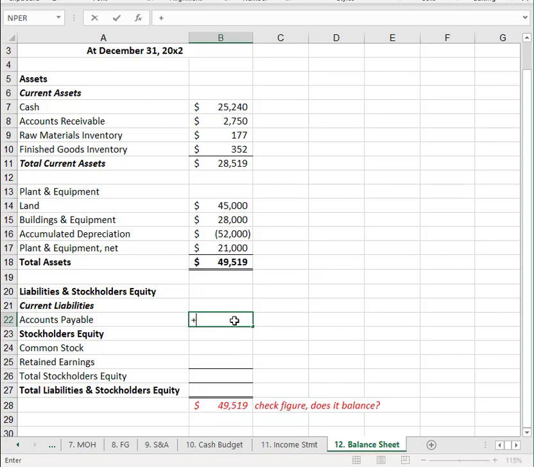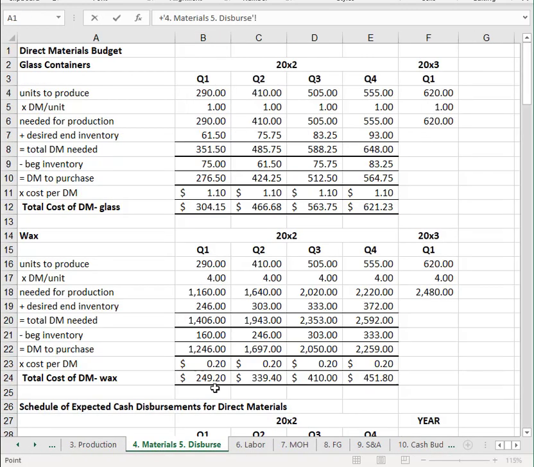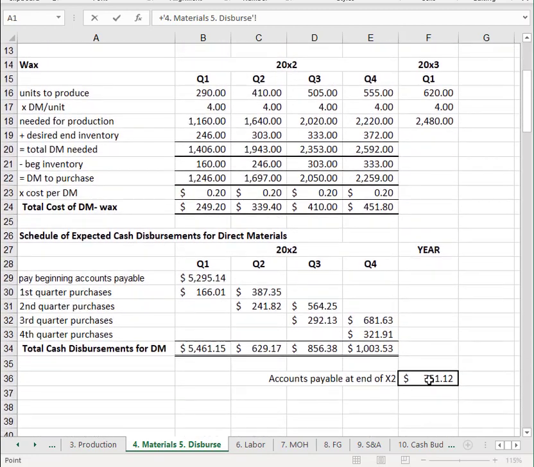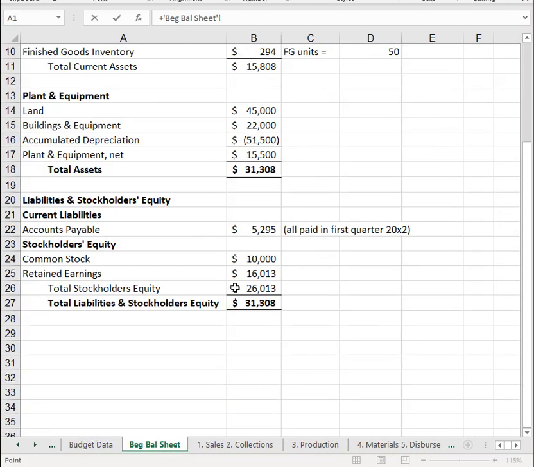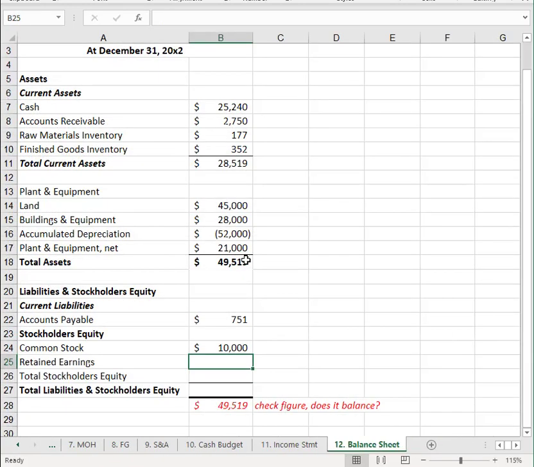So accounts payable, we calculated that when we did materials because that's what we buy on credit. And so we calculated that down here. So several videos ago, which of course you can review, what we bought that we hadn't paid for. So that's fourth quarter purchases, the rest of it that we didn't pay for in the fourth quarter. And there was no activity in common stock, so that would be the same as the beginning balance sheet. So let's go look and see what that thing was. Common stock was 10,000. Fine.